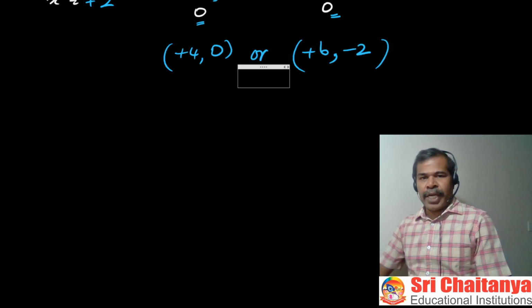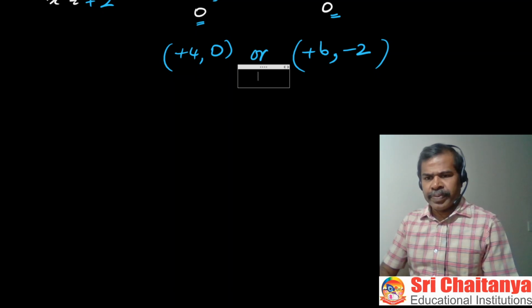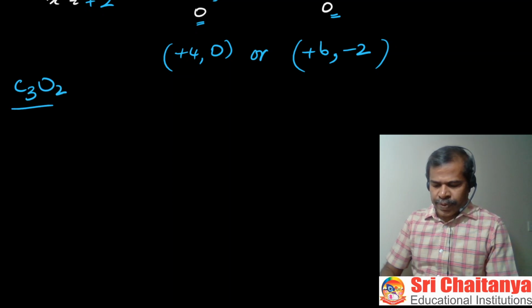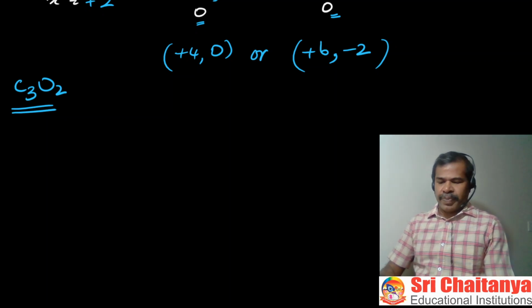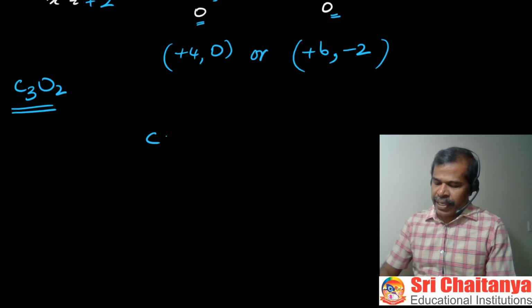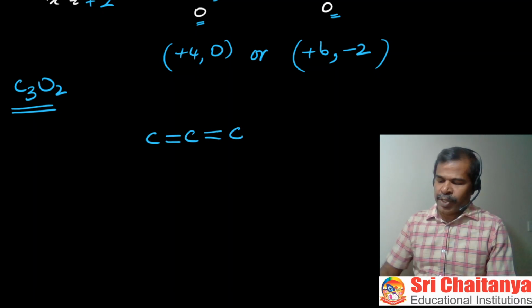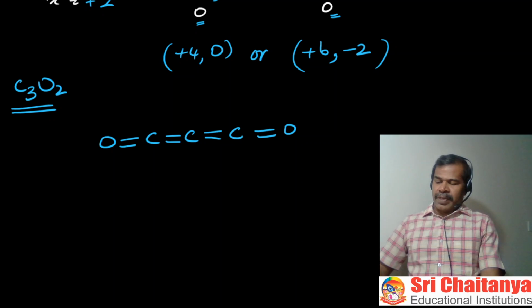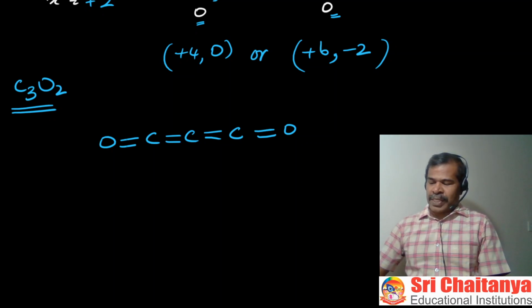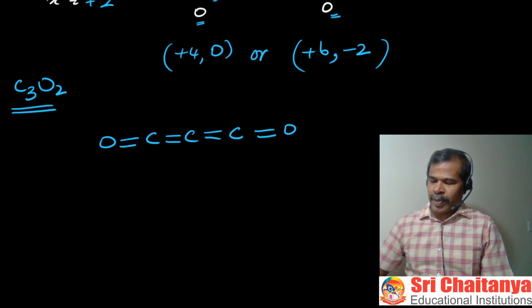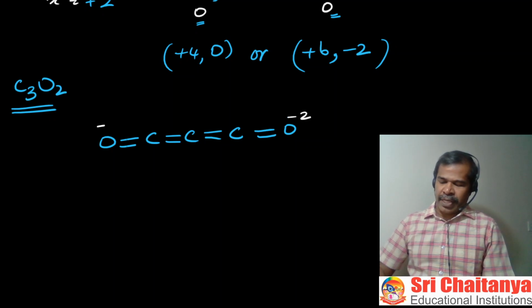Another example I would like to point out to you is C3O2, that we call carbon suboxide. So it has the structure: 3 C's are connected together and 2 O's are on either ends. So carbon, of course, oxygen is -2. So oxygen is -2. This is also -2.